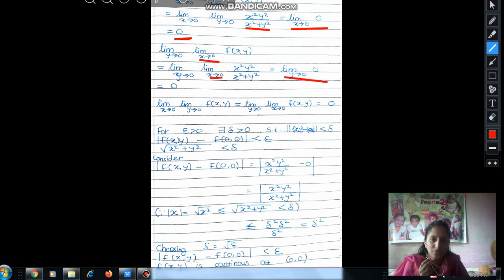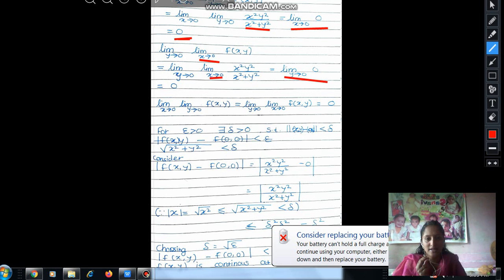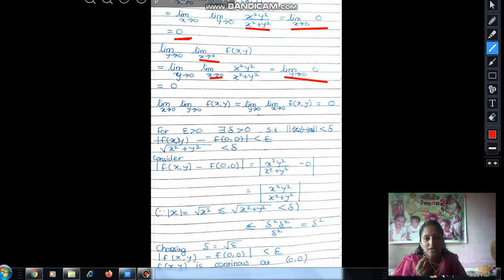Now we have to check whether the function is continuous or not, using the definition of continuity. Now remember, what is the definition of continuity? We have to check that for epsilon greater than 0, there exists delta greater than 0 such that norm of x minus a is less than delta, which implies the absolute value of f of xy minus f of a is less than epsilon.